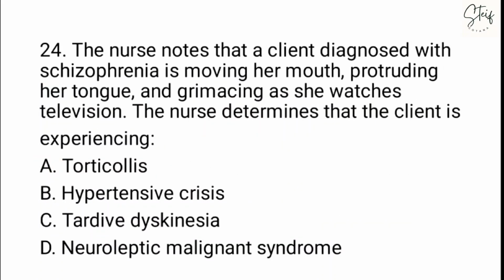Next question, number 24. The nurse notes that the client diagnosed with schizophrenia is moving her mouth, protruding her tongue, and grimacing as she watches television. The nurse determines that the client is experiencing, ang sagot po natin dito is letter C, tardive dyskinesia. It is an adverse reaction that can occur from antipsychotic medication. It is characterized by uncontrollable involuntary movements of the body and extremities, particularly the tongue. Common question po. Okay? Our answer here is letter C, tardive dyskinesia.